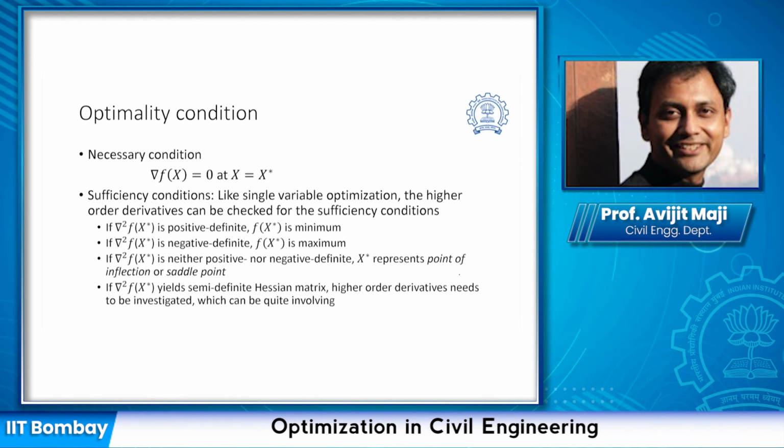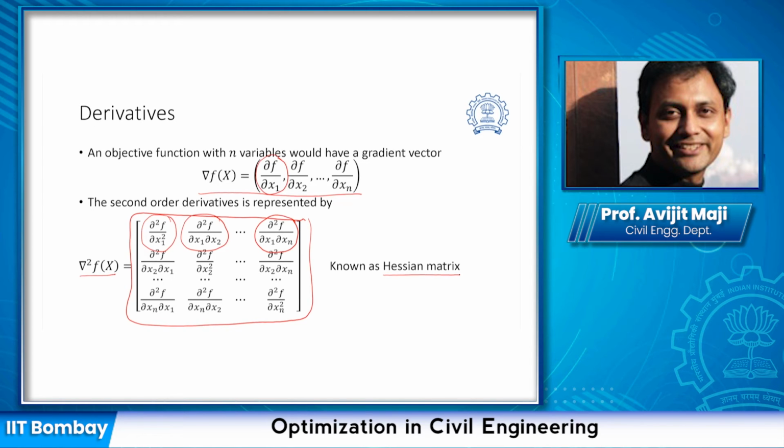Now let's look into the optimality conditions. In the single variable optimization, we said there are two conditions. One is the necessary condition and the second one is the sufficient condition. The necessary condition indicates the gradient, and the gradient is the first order derivative. So if we quickly go back to the previous slide where we have shown the first order derivative, you will notice that the partial derivative of the multivariable objective function with respect to each of the variables represented here is actually indicating the slope of the function with respect to each variable.